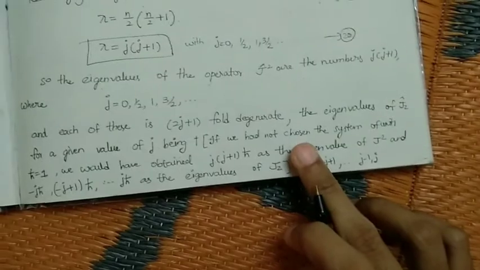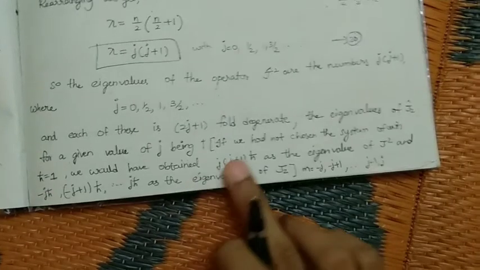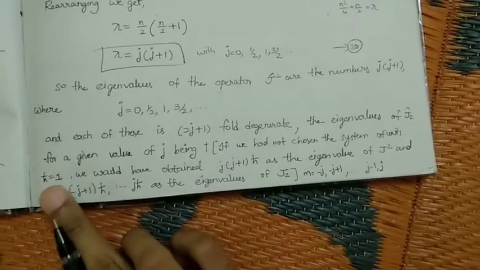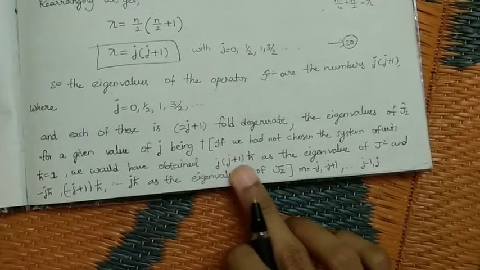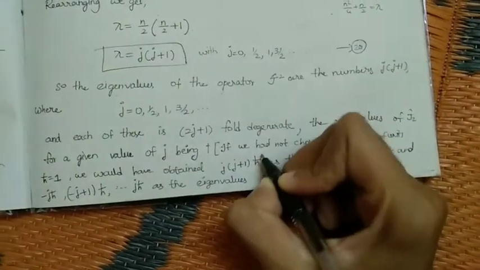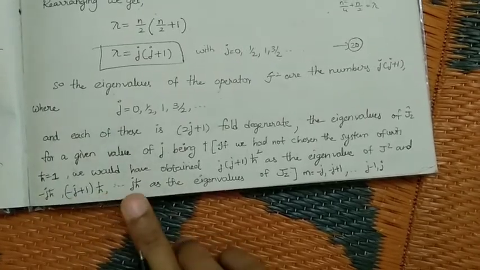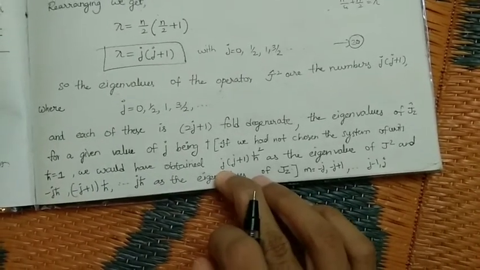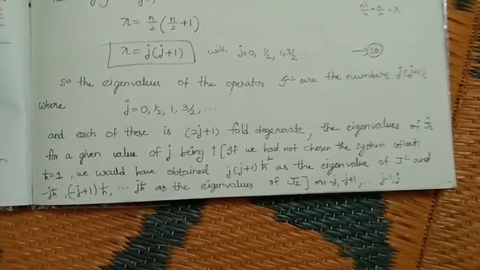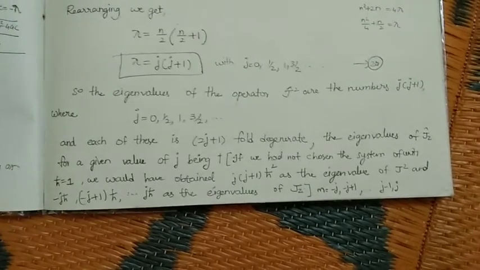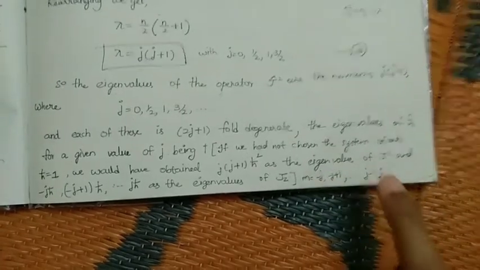If we had not chosen the system of units, we would have obtained j into j plus 1 h cut square. Here what we have done is taken h cut equal to 1. If we had not done so, we would have got j into j plus 1 h cut square as the eigenvalue of j square, and minus j h cut, minus j plus 1 h cut, up to j h cut as the eigenvalues of jz. Just like the eigenvalue of Lz is m h cut, here h cut is missing because at the start we took h cut equal to 1. So these are the allowed values of angular momentum j, ranging from minus j to plus j. Thank you.